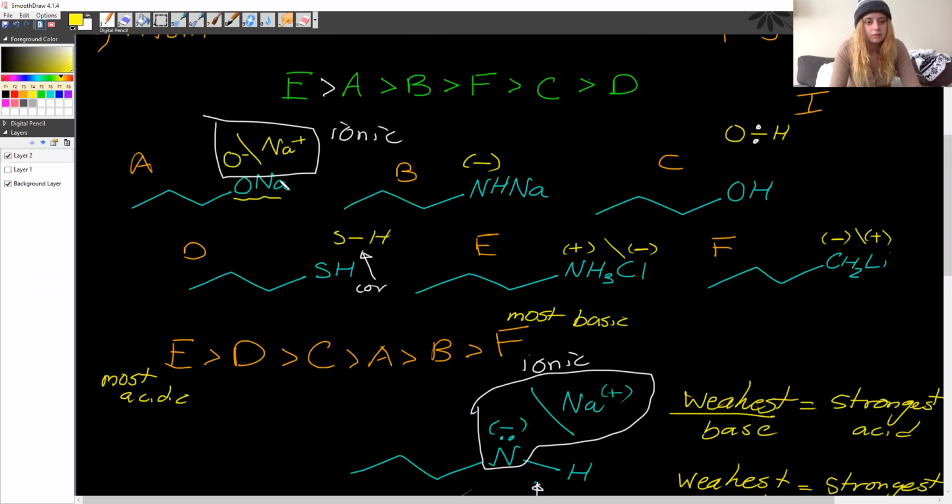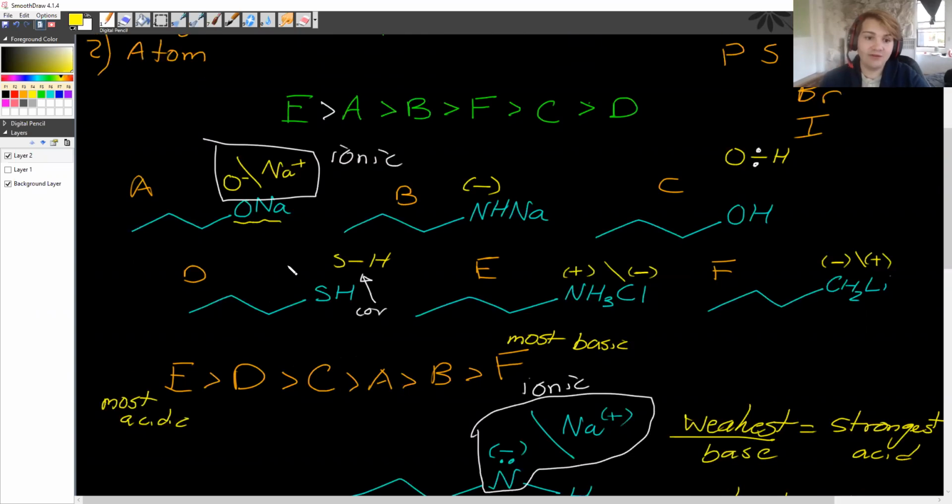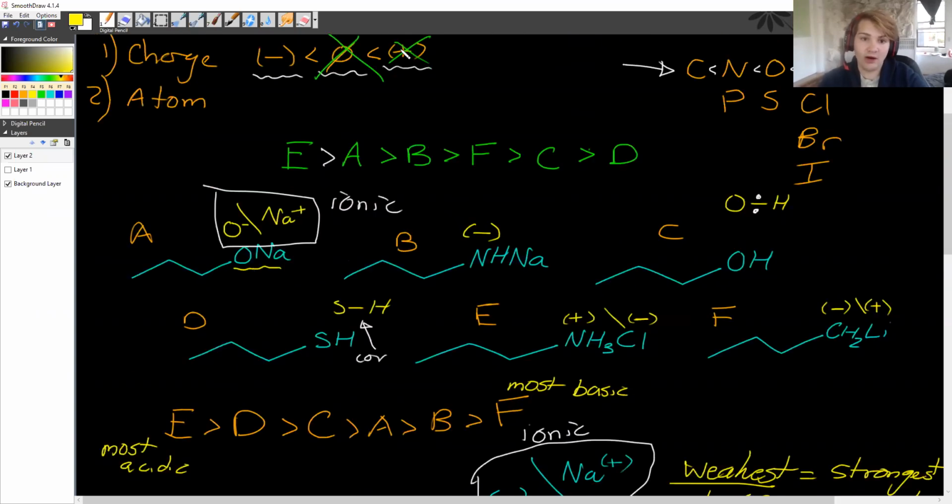Yeah. So the reason why it's D next is, we have to take a look at our first rule. And so we got our positive charges out of the way. We're all set with that. So now we look at our neutral molecules, and SH is neutral versus O conjugated with the sodium ion, which is O negative and Na plus. So A is a negatively charged molecule.